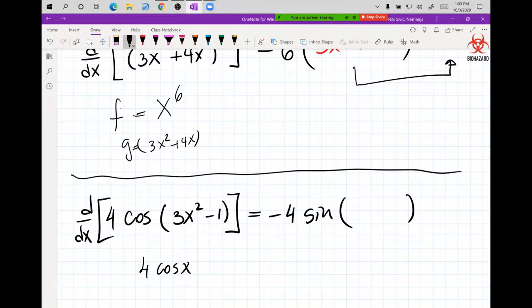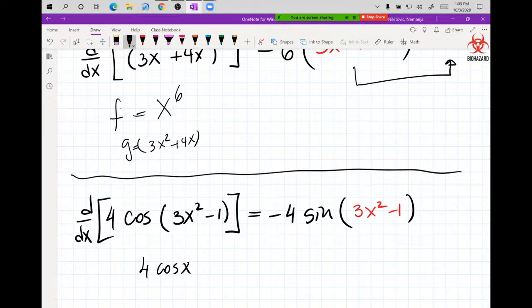I actually use the word mess in my head. I have 4 cosine of a mess. What is the derivative of 4 cosine of the mess? It is negative 4 sine of that mess, which is how I know to copy 3x squared minus 1. Anytime in my head I say mess, that's the stuff that's in there.